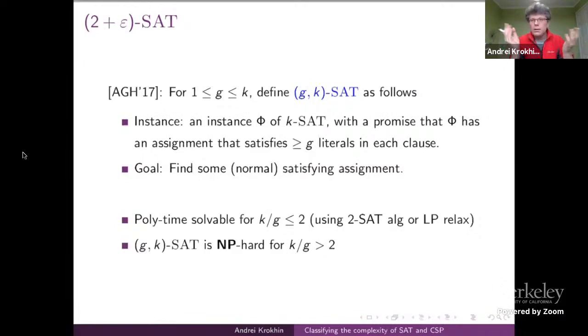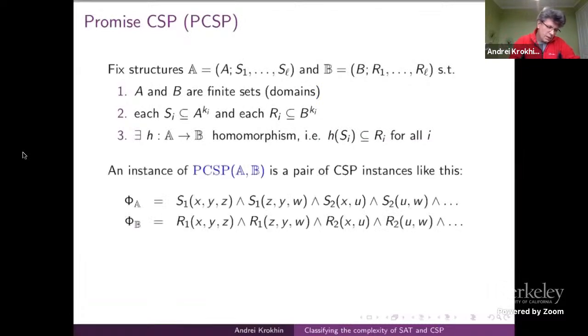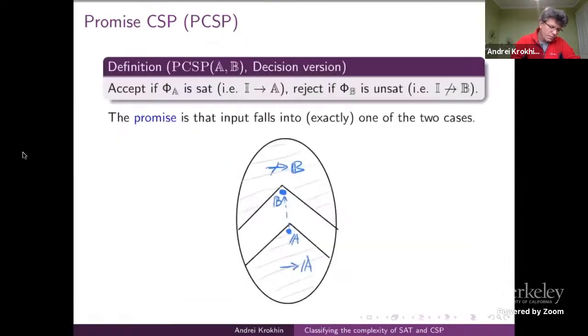So these are clearly problems of the same type. Both 2 plus epsilon SAT and approximate graph coloring are CSPs. So one can define a promise CSP problem as follows. You have 2 structures, A and B, and basically a solution in A guarantees you a solution in B. Then the problem is defined like this.